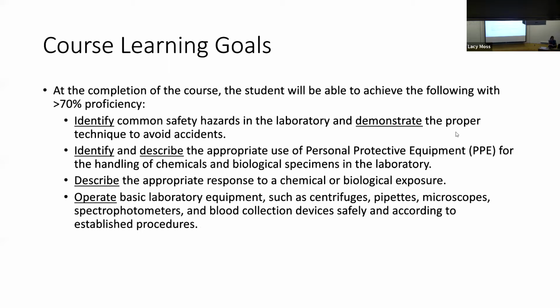All right, so our learning goals. At the completion of this course, the students will be able to achieve the following with 70% proficiency: identify common safety hazards, demonstrate proper technique to avoid accidents, so basically be safe. Identify and describe the appropriate use of PPE, describe the appropriate response to chemical or biological exposure, and operate basic laboratory equipment.